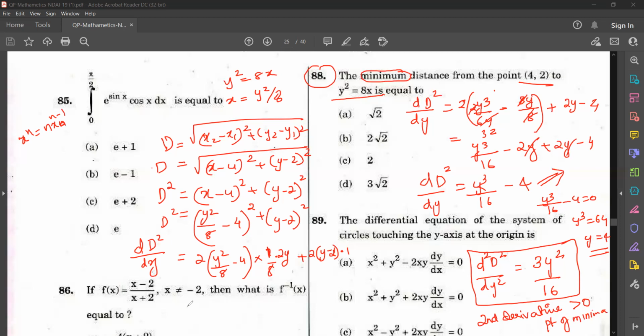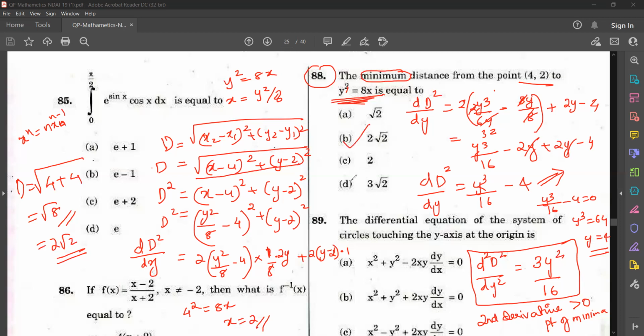If I get y equal to 4, I can find x, isn't it? So what is x? Y equal to 4 means y square, that is 4 square, is equal to 8x. Substituting here, x you will get as 2. Now we have to find the distance. The distance formula is already written, so substitute x and y there. You'll get distance equal to root of (2 minus 4, that is minus 2, the whole square, that will become 4) plus (4 minus 2, 2 square, then 4). So you'll get root 8, which is nothing but 2 root 2. So the minimum distance is 2 root 2.